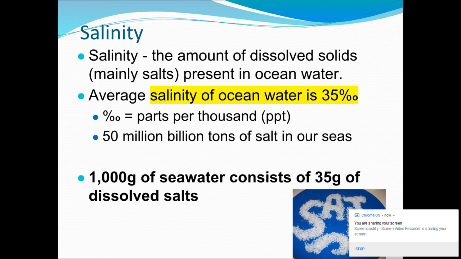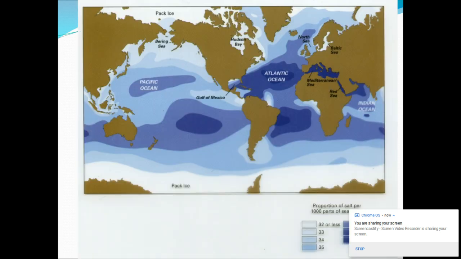All right, salinity. So we have ocean water and it has salt. Salinity refers to the amount of dissolved solids, in this case sodium chloride salt, that's in that water. The average salinity of our ocean water is about 35 parts per thousand. That means that if we have 1,000 grams of seawater, about 35 grams of those are dissolved salt. And we have 50 billion tons of salt in our oceans.